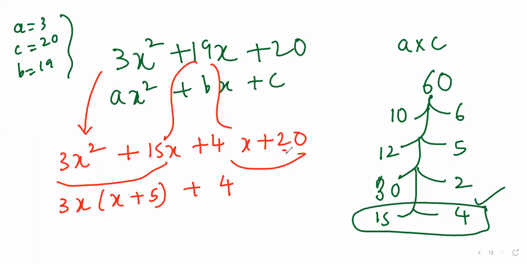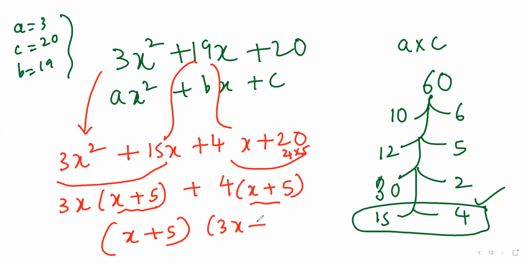And what's 20? It's 4 into 5, isn't it? And take out 4 common, x plus 5. So take out x plus 5 common, and you'll be left with 3x plus 4. This is the factorized version of the given expression.